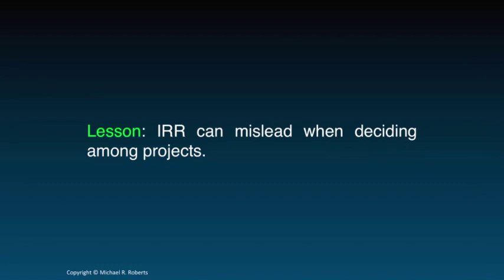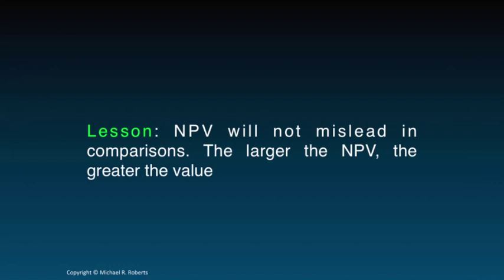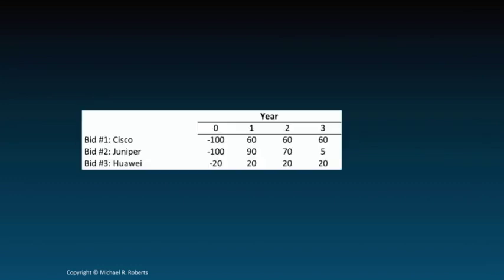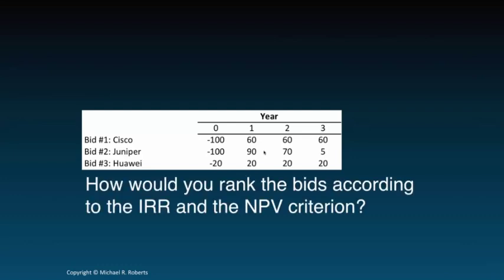And so the lesson here is that IRR can mislead when we're deciding among projects, whereas NPV will not mislead in comparisons. The larger the NPV, the greater the value. Now, let's briefly talk about a couple of additional bids, just to hammer home the point. We also heard from Juniper and Huawei, who had costs and cost savings for us as laid out in this table. And how would we rank these bids according to the IRR and NPV?